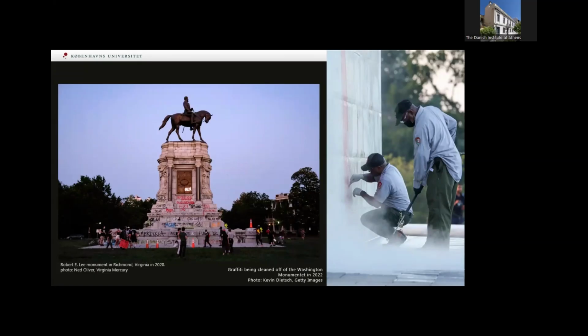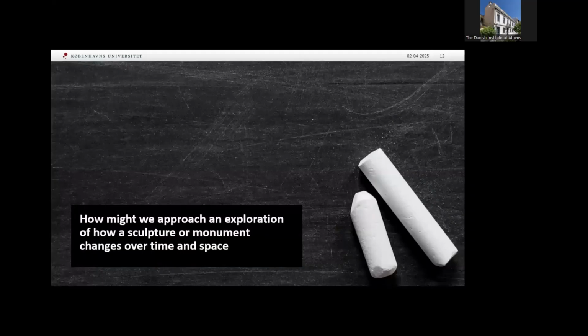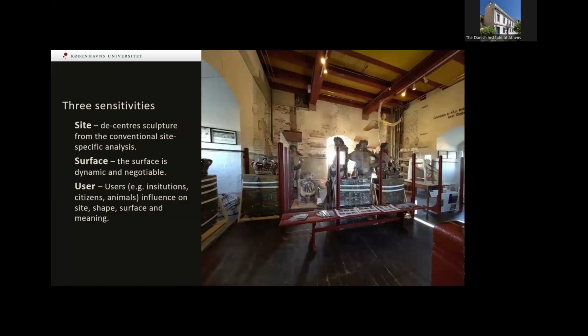So now is the big question: how might we approach an exploration of that question, how a sculpture or monument changes over time and space? With Lise Skytte Jacobsen in mind, it seems obvious to approach such a study with a sensitivity to their site and their surfaces, and to map the development of these diachronically to understand the impact they have on the meaning and function and perception of the sculptures, and attempt to establish a timeline, or write a biography, if you will, of these developments.